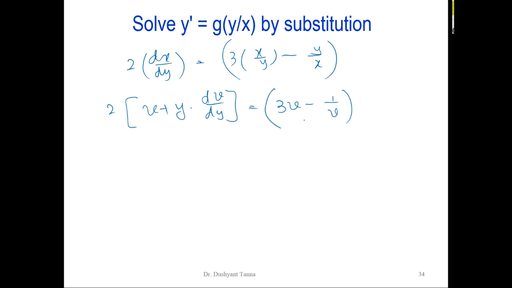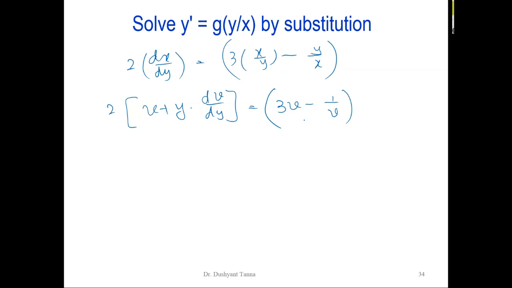Please remember or understand the purpose of introducing this y on x or x on y. Because you don't have any method of integration or solving this differential equation, so you are assuming your y on x or x on y is equal to something, and therefore the variable can be separated. But nowhere it says that it has to be y on x. If you prefer so, it could be x on y.